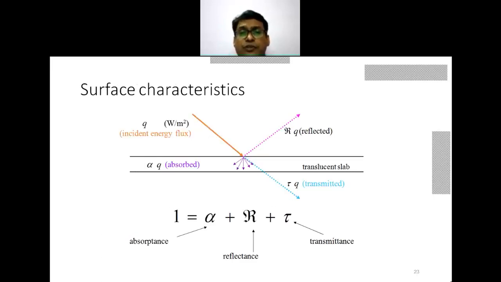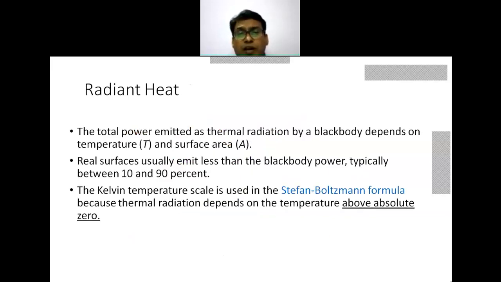Then what happens to radiant energy? The incident ray that is falling on a certain plate, some of it is reflected, some of it is transmitted, and some of it is absorbed. Alpha is the absorbed, R is the reflected, and tau is the transmitted. Whatever amount is incident will be either absorbed, reflected, or transmitted. So the summation will equal 1.